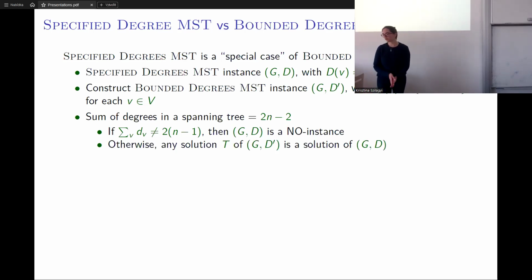And if they do, then we know that any solution to the bounded degree MST will actually be a solution to the specified degree MST, because the only way to achieve this sum of 2n minus 2 is to take the highest possible degree everywhere.